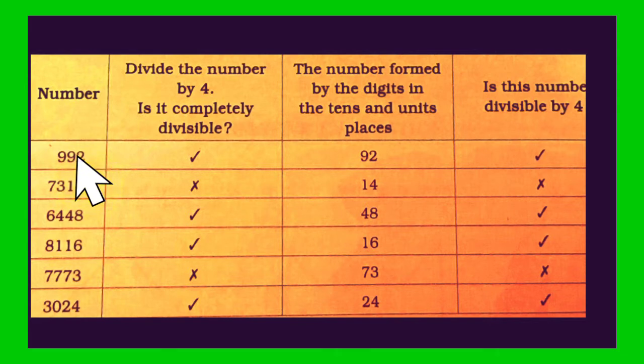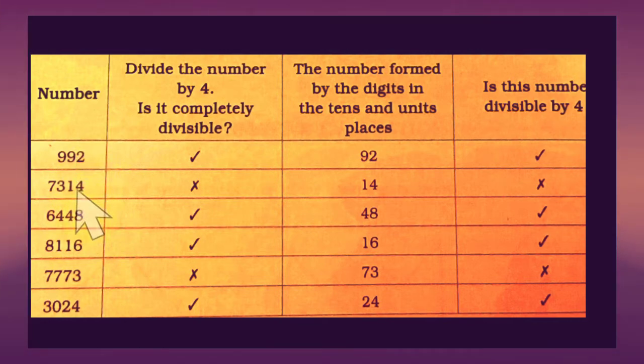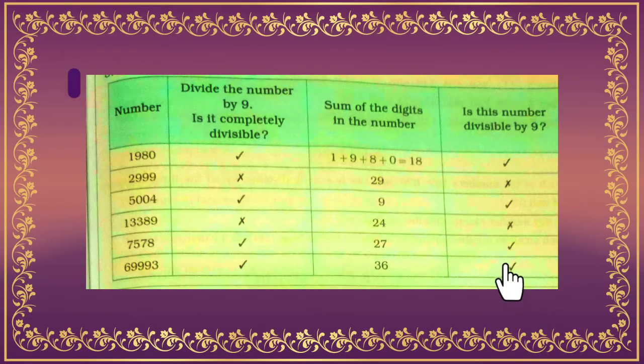Okay, let us see whether the numbers are divisible by 4 or not. First we will take the last 2 digits of the numbers, the number formed by the digits in the tens and unit place. If the last 2 digits are completely divisible by 4, it means the number is divisible by 4. Just see the answers.